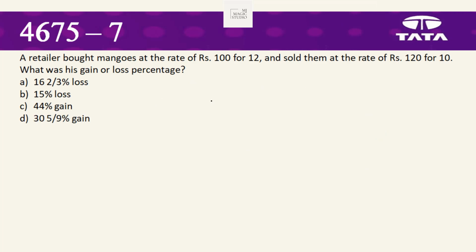Profit and loss. A retailer bought mangoes at the rate of rupees 100 for 12. That means cost price of 12 mangoes is rupees 100, and sold them at the rate of rupees 120 for 10. That means selling price of 10 is 120. What is his gain or loss percent?